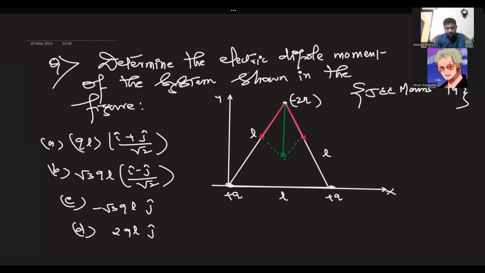Will be along this direction. Okay. So what was the value of this? Remember, the value of P was root 3 QL. Obviously, it is going down. Now the upward direction was y-axis, j cap. So it will be along minus j cap. So that is our answer, number C.